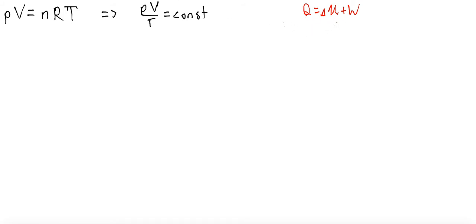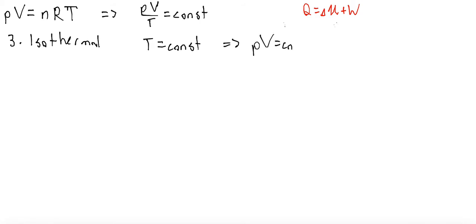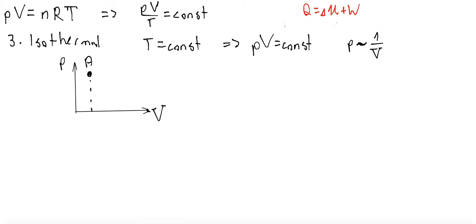Isothermal means at constant temperature. Okay, so when temperature is constant, look at this equation, then PV is constant, or we can write this in a slightly different form, that P is proportional to 1 over V. Okay? PV is constant, so P is proportional to 1 over V. And let's analyze the same graph, how pressure of the gas depends on the volume. Pressure on vertical axis, volume on horizontal axis. And let's imagine that we have a gas at state A here at given pressure and given volume.